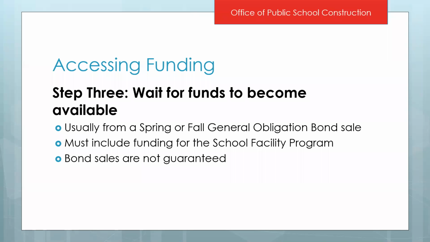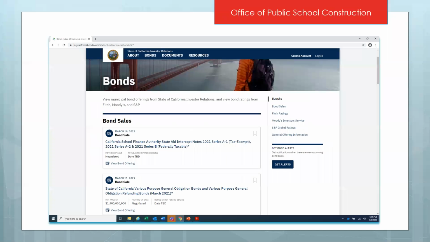Once you've certified, the next thing you will do is wait for funds to become available. This is generally from a spring or fall general obligation bond sale. It's important to keep in mind that while we generally and historically have had these sales in spring and fall, they are never guaranteed, and they also need to include funding for the school facility program. Bond sales are advertised on the Treasurer's office under bond financing. You will see on this schedule, we had a general obligation bond sale that opened on March 11th, and we anticipate funding eligible projects from this sale at our upcoming April State Allocation Board.